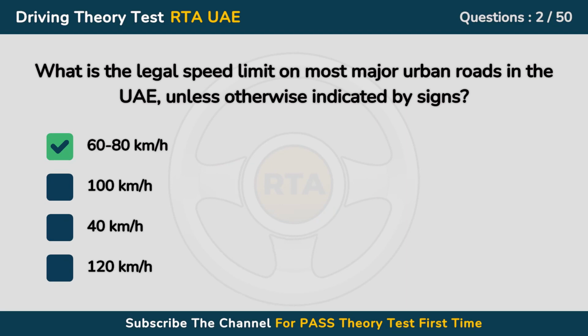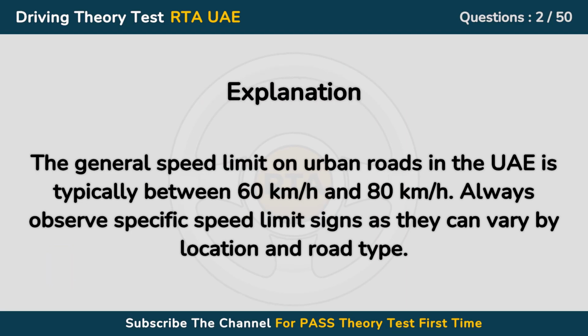Answer is A. The general speed limit on urban roads in the UAE is typically between 60 and 80. Always observe specific speed limit signs as they can vary by location and road type.